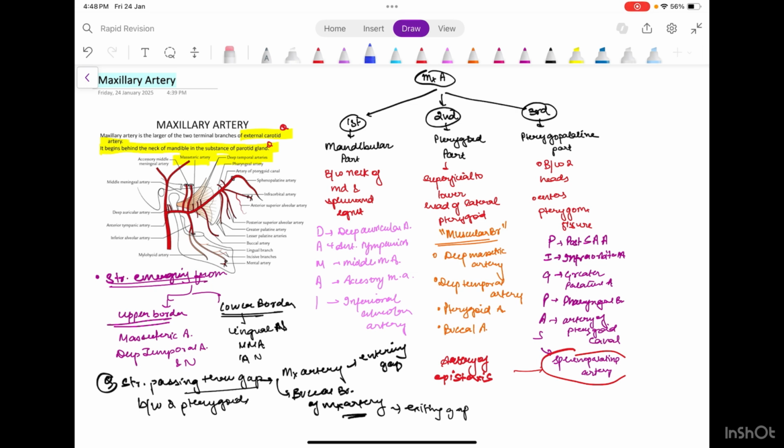Then one time there was a question, how many total arteries does the maxillary artery have? So we have 1 2 3 4 5 6 7 8 9 10 11 12 13 14 15. So basically 15 branches. All right, so these are the usual questions that are asked these days from the maxillary artery topic.